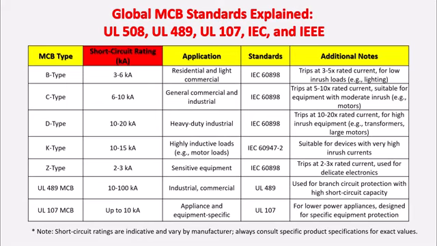For industrial giants, UL 489 MCBs support up to 100 kiloamp short circuit capacity, while UL 107 MCBs protect specific appliances with up to 10 kiloamp ratings. The takeaway? Choose the right MCB to match your load and application for ultimate safety.